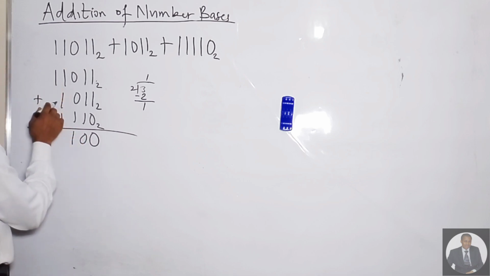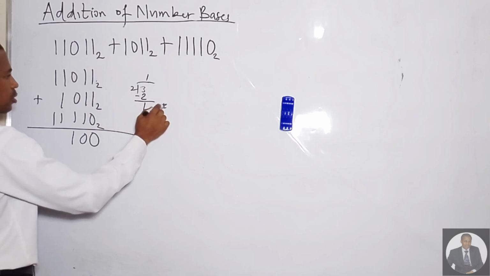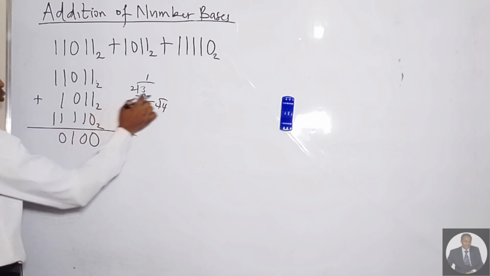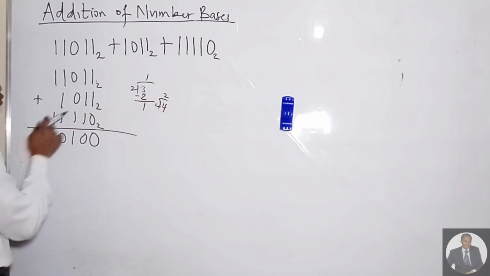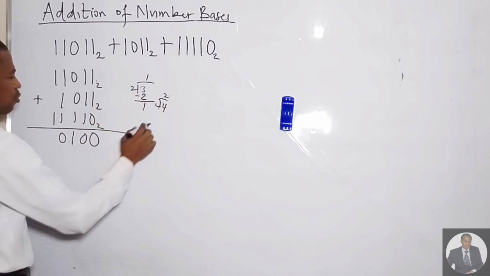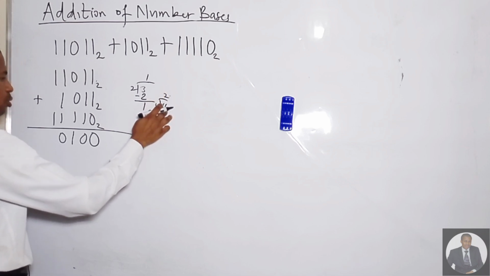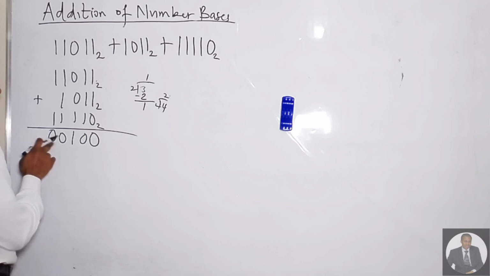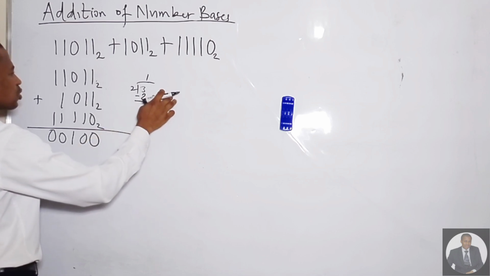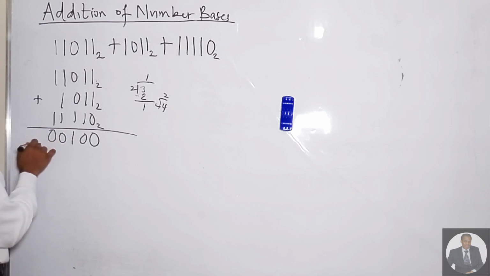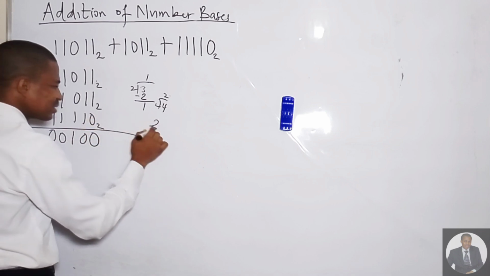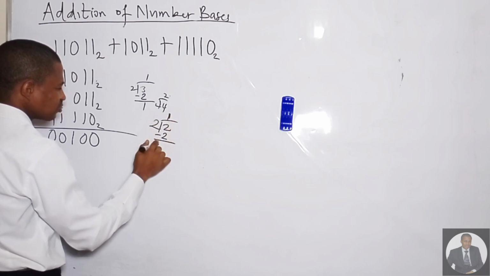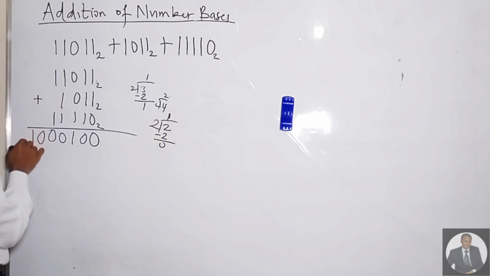1 plus 1, 2. 2 plus 1, 3. Plus this one, 4. How many 2 is in 4? 2. What remains? 0. So we write 0. We carry the 2. 1 plus 1, 2. Plus this 2 that remains, 4. So how many 2 is in 4? 2. What remains? 0. So we write the 0. It now remains 2. We cannot write 2 here because it's under base 2. So that same 2, we divide it again. How many 2 is in 2? 1, remains 0. So we now write the 0 first and we add the 1.